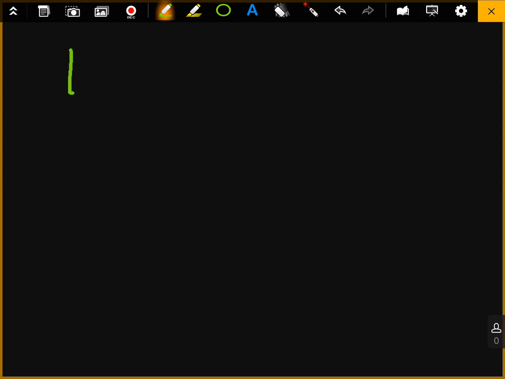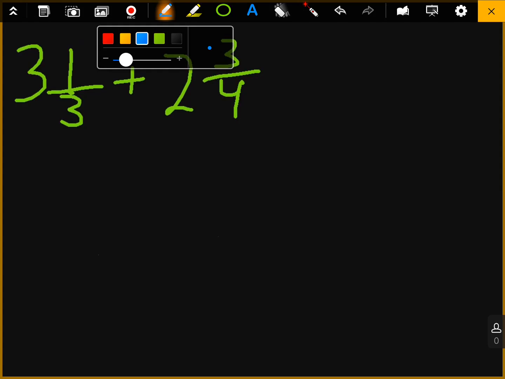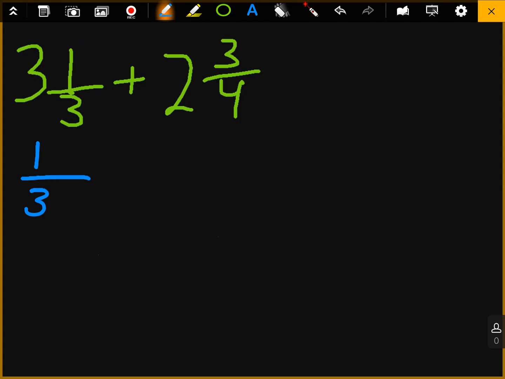Number 3 is Roy bought 3 and 1/3 boxes of chocolate muffins for a bake sale. Jeff bought 2 3/4. What's the total number of muffins? So you're adding because it's asking for the total. Okay, so first things first, we need to find an equivalent fraction. So 1/3 and 1/4, they both have 12 as a common denominator. Okay, so you need to find an equivalent fraction, meaning you need to find a common denominator.